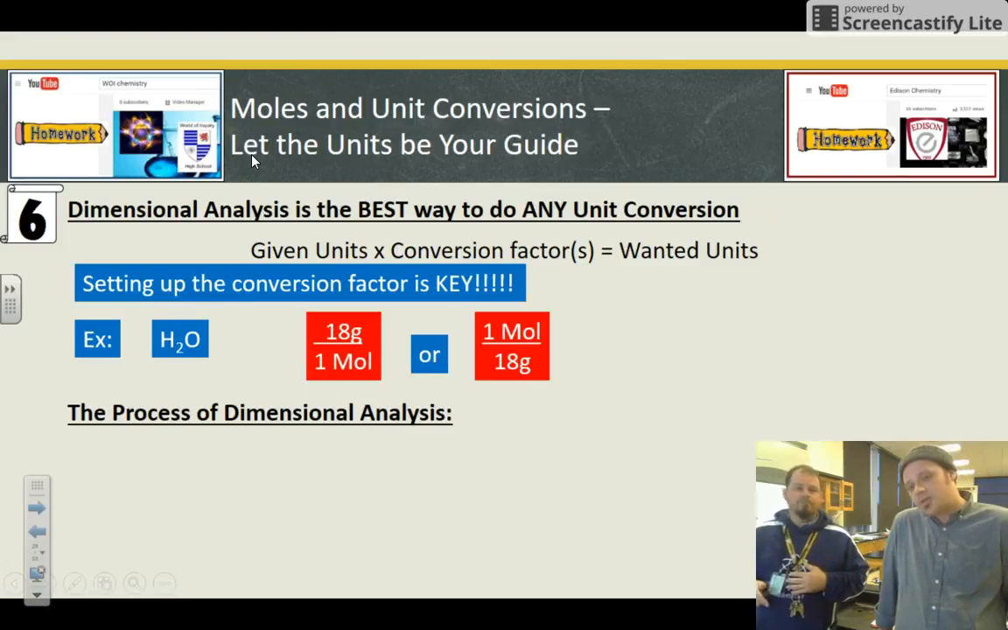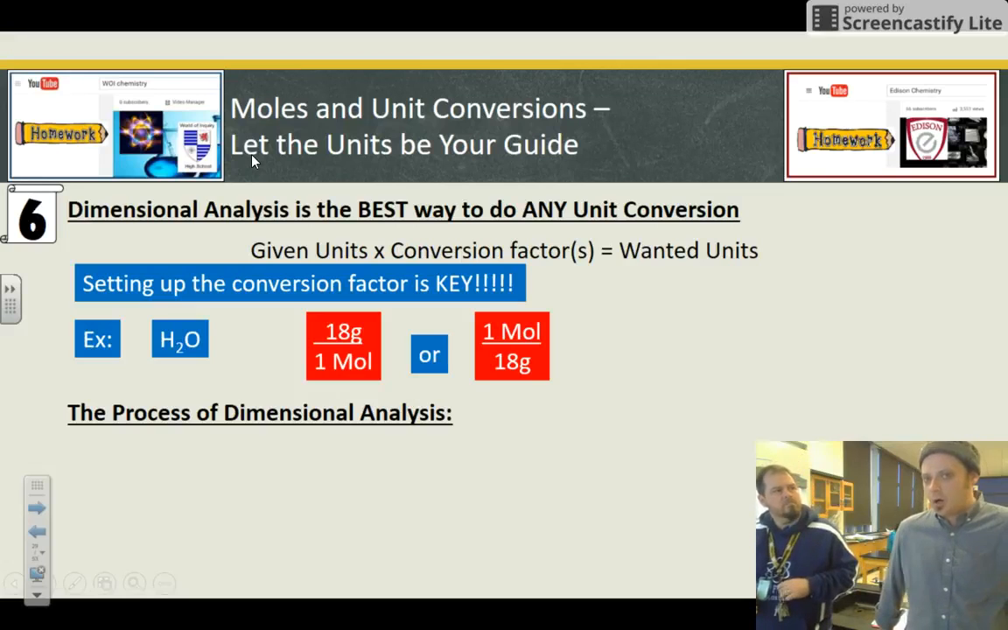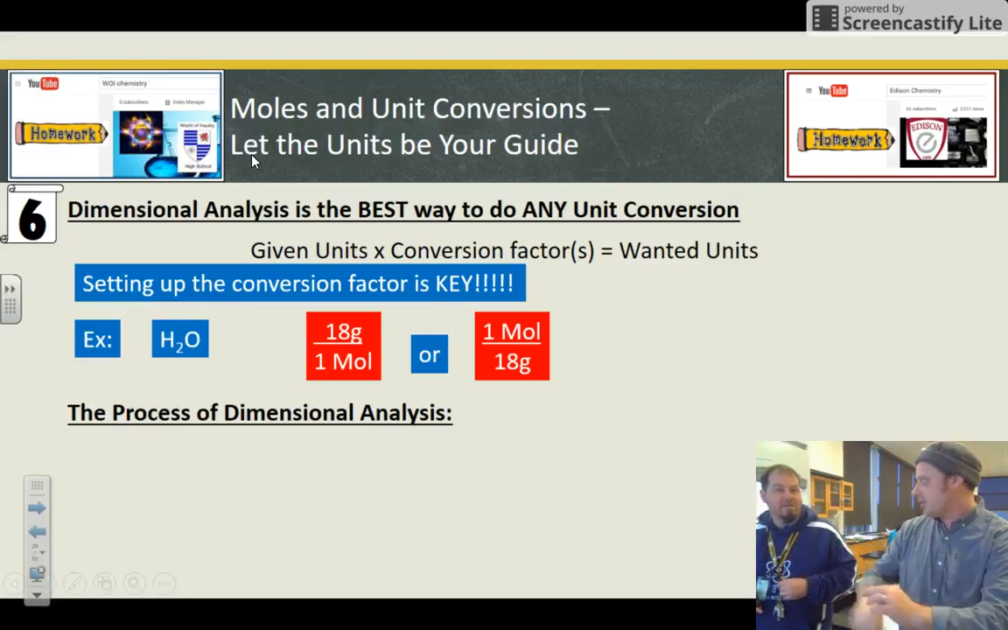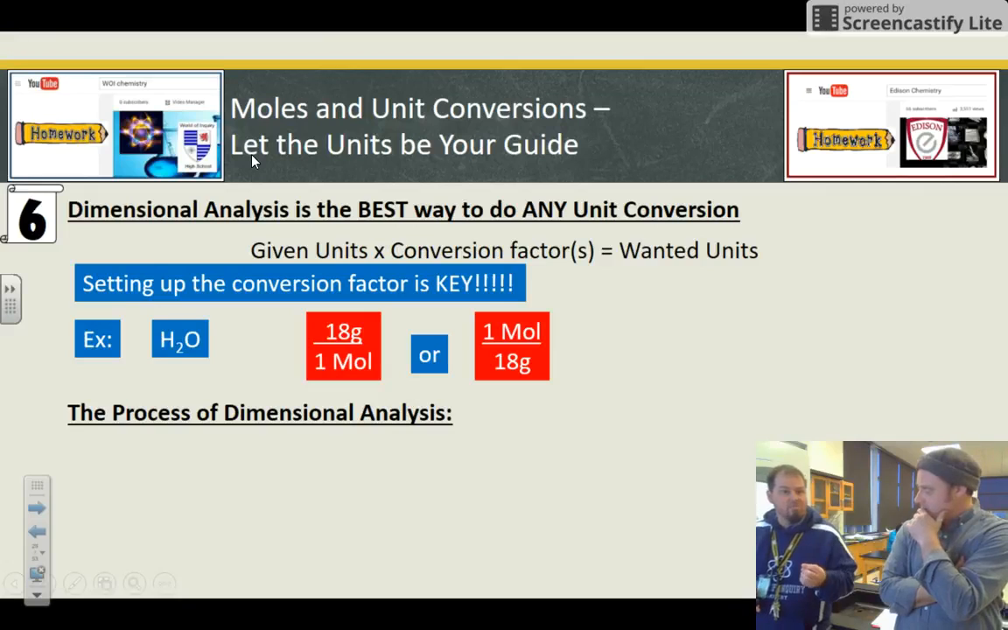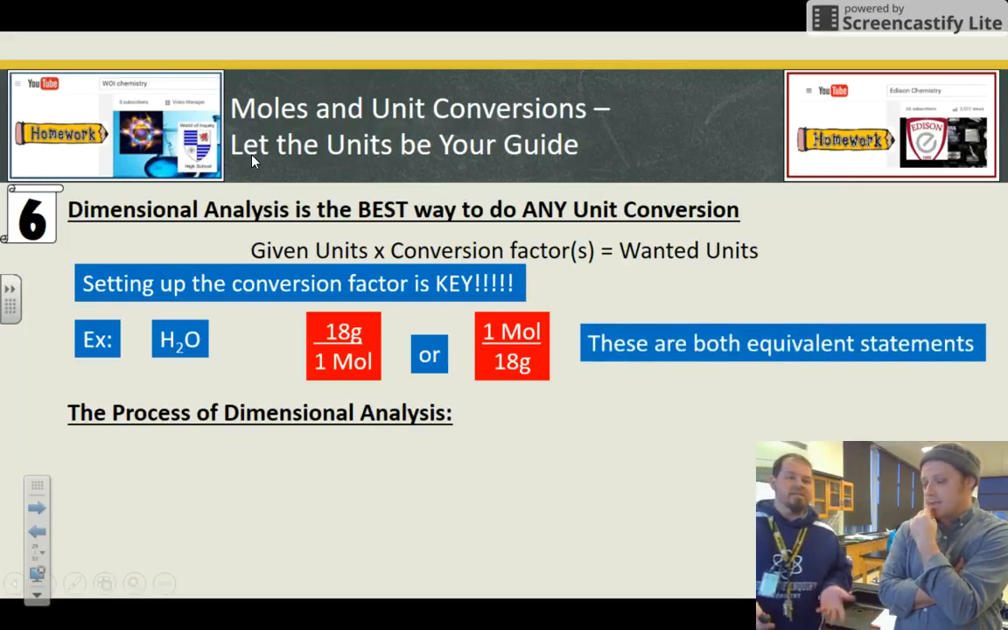With dimensional analysis, we look at these and see fractions, but what they really are is ratios, which is what a fraction is. But in dimensional analysis, we're allowed to flip the fraction upside down and it's still equivalent, because 18 grams equals 1 mole. Anything divided by itself is 1. So 1 mole divided by 18 grams is something divided by itself. So it's 1. So it works out mathematically. So these are both equivalent statements.